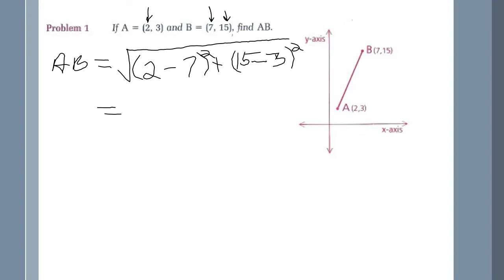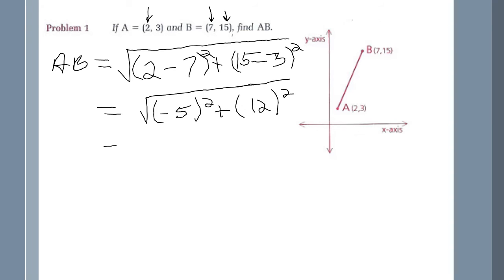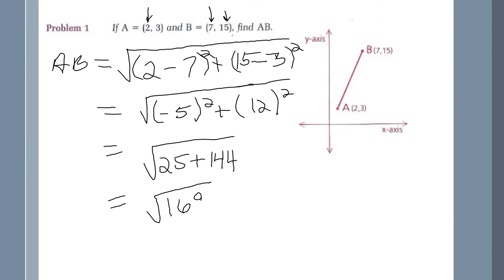So I'm going to end up with 2 minus 7 is negative 5, and I'm going to square that. And that's going to be plus 5 minus 3 is 12, and that's going to get squared. And what ends up happening is I end up with the square root of 25 plus 144. And that is the square root of 169. And God bless us all, that is a perfect square. That comes out to 13. Don't even have to do it on the calculator.